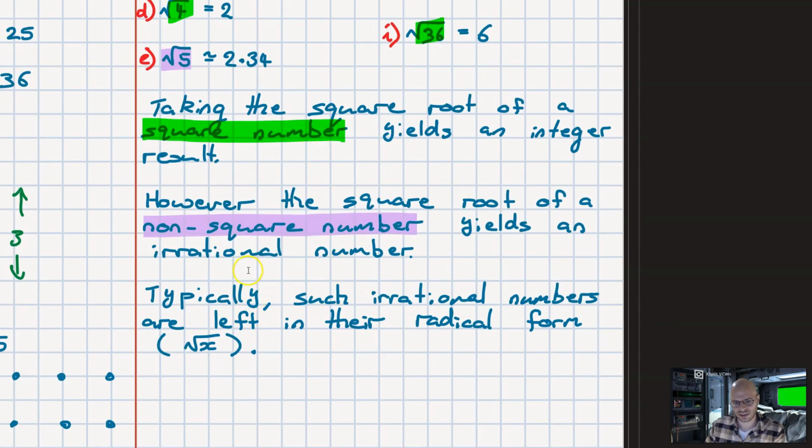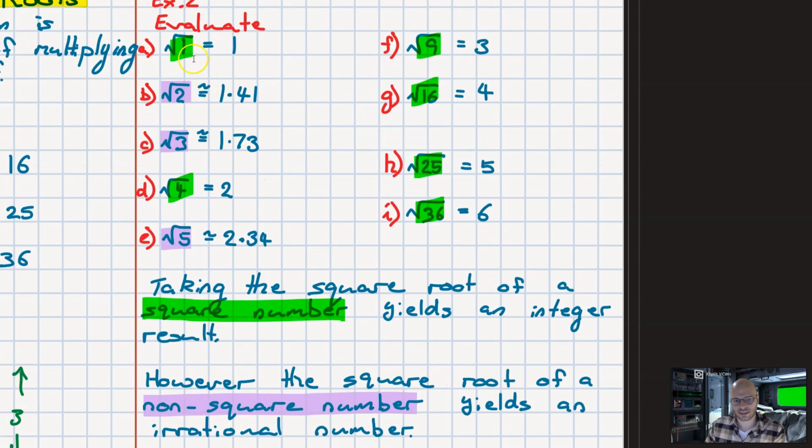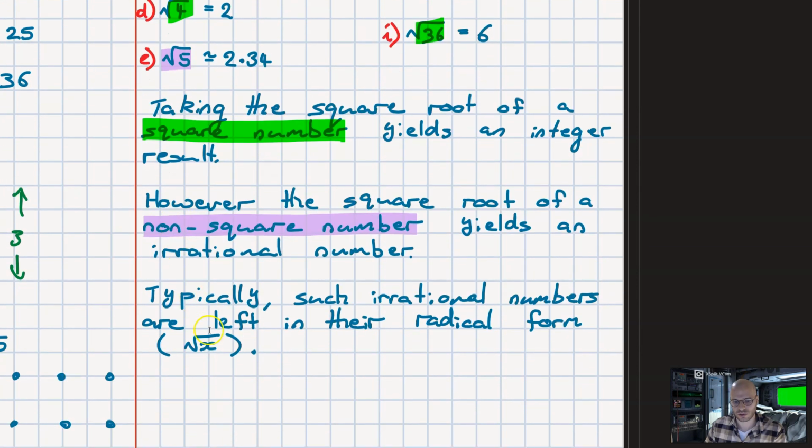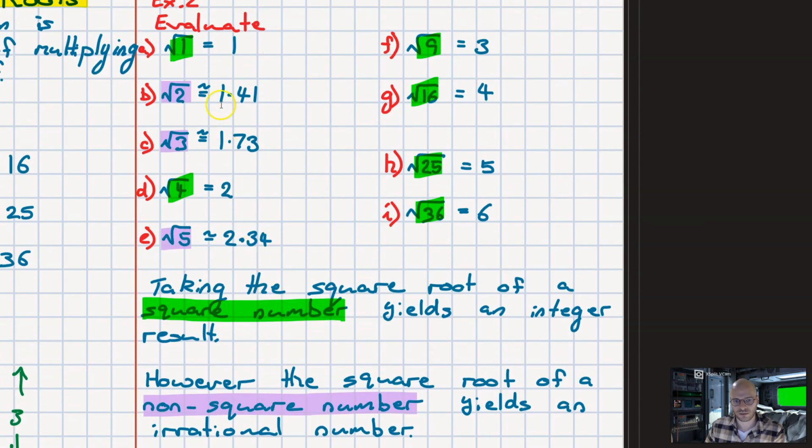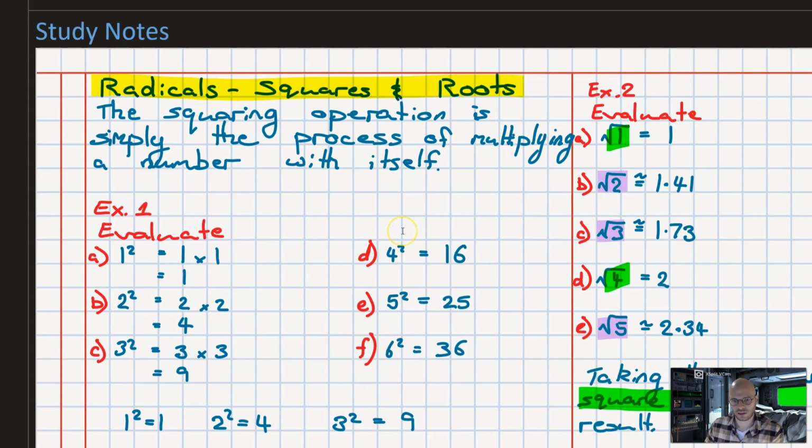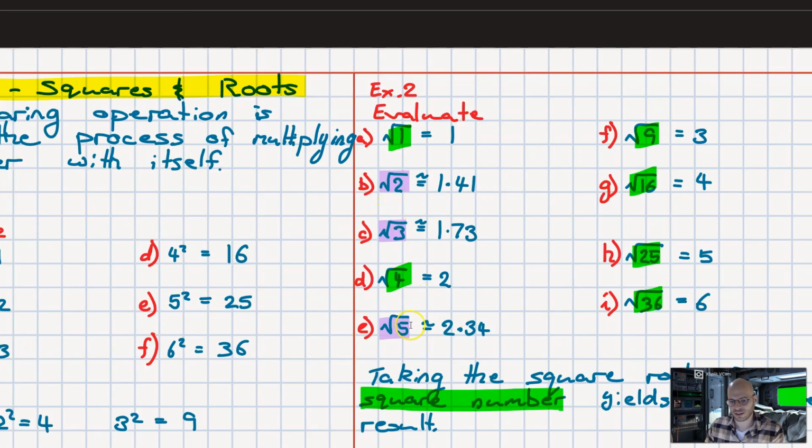Typically, for such a situation, when we are calculating these numbers, if we're working with a non-square number, we simply leave it in its root form. So typically such irrational numbers are left in their radical form, so the square root of it. So rather than representing it as 1.41, I'd simply leave it as the square root of 2. Or if my result was the square root of 5, I'd leave it as the square root of 5. So this has been a video explaining the square and the root operations and how we deal with these irrational numbers.